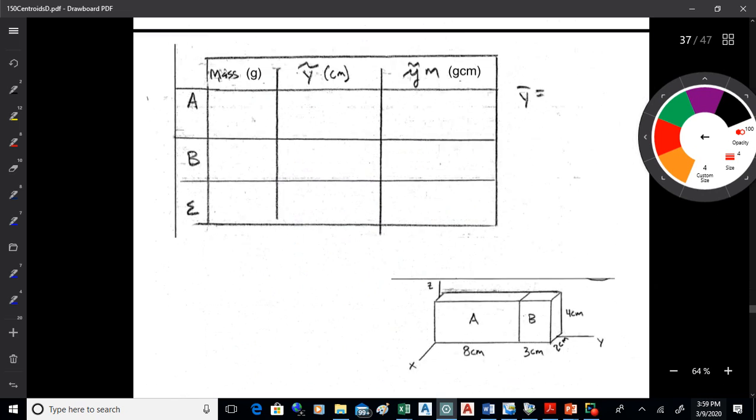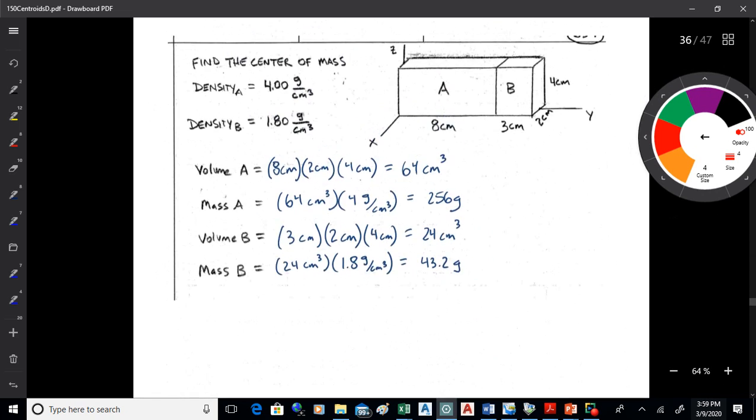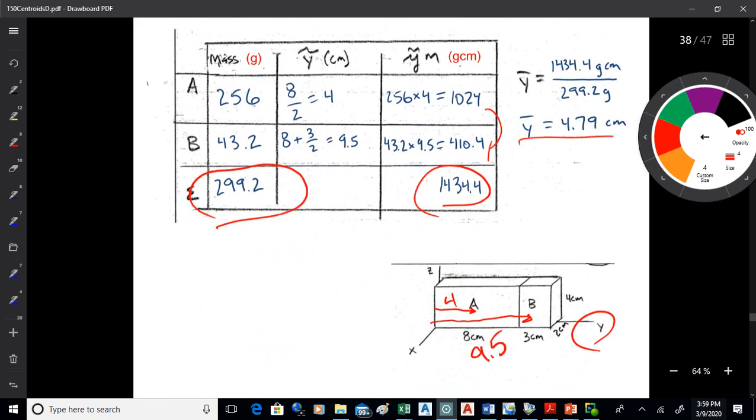What's Z bar for that? Do you need to do any calcs for that? Z bar. You should just be halfway up Z. Yeah, right. They both have the same height. They're not the same density, but they both got uniform density. So the centroid for both pieces is 2. You could calculate it, but there's no reason to do it.